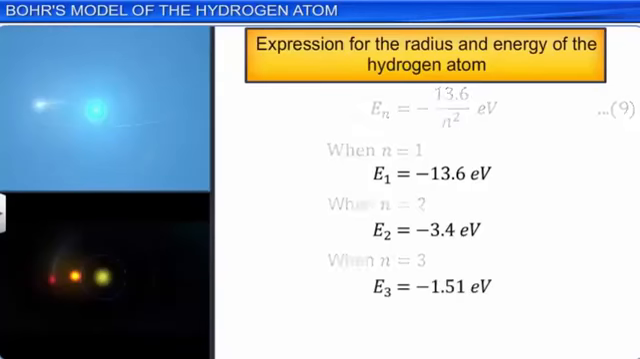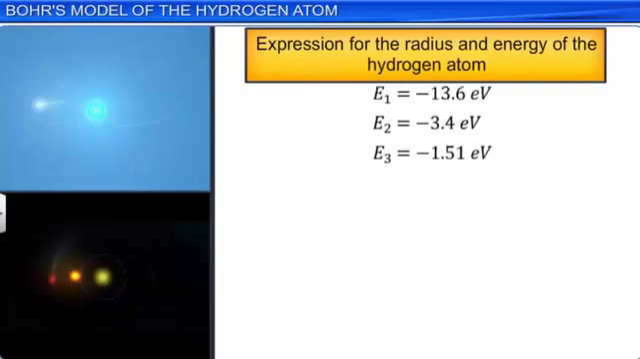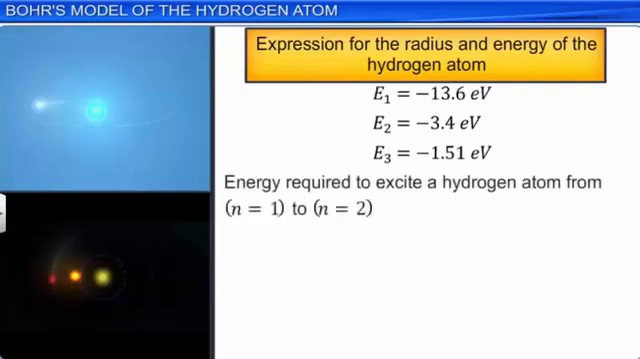So, to excite a hydrogen atom from the ground state, where n is equal to 1, to the first excited state, where n is equal to 2, the energy required is E2 minus E1. This is equal to minus 3.4 minus of minus 13.6, which is equal to 10.2 electron volts.